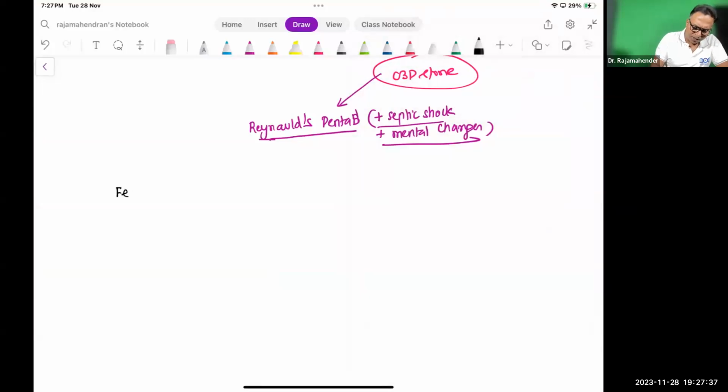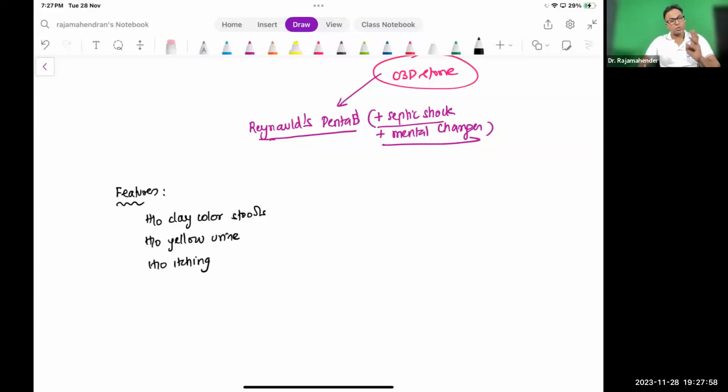So for the features of obstructive jaundice, I told you, when I'm examining the patient, you should ask the history of passing clay color stools. Please don't forget the stool color is clay color stools. Number one. History of passing yellow urine. Okay, number two. And history of itching all over the body, they will have severe itching. So clay color stools, yellow urine, itching are the three clinical features you should never forget. Clay color stools, yellow urine, itching, and history of any bleeding.